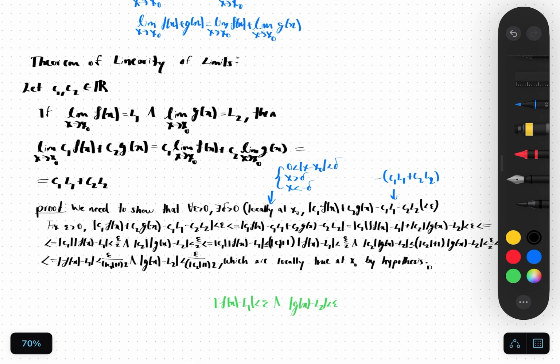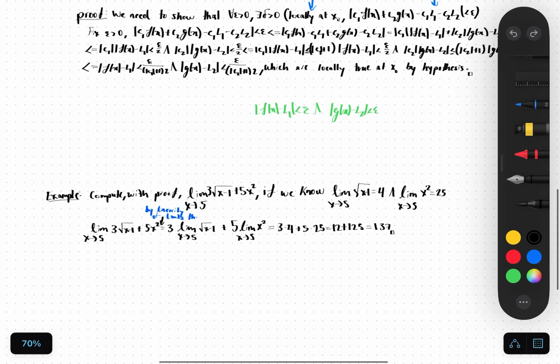So we've now shown that whenever the limit as x approaches x naught of f of x is equal to L1 and the limit as x approaches x naught of g of x is equal to L2, then this linear combination is just the following right here. This is very helpful, and I'll show you an example.